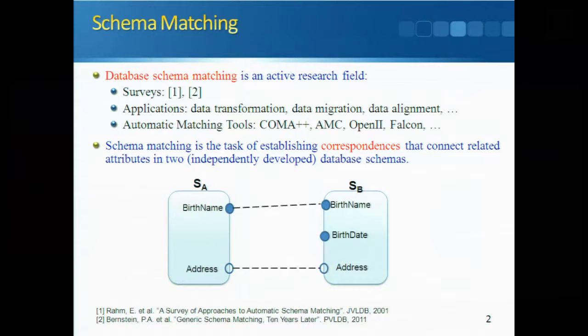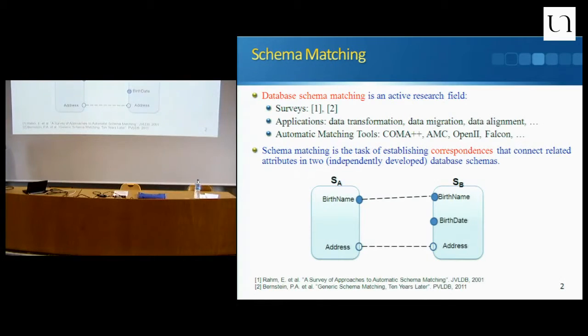I start with a general introduction on schema matching. Schema matching in the first place is a technique and a research field which aims to analyze the methods for establishing connections between attributes of independently developed database schemas. In this talk, I mainly focus on schema matching, but the results are very much linked to ontology matching. I will return to this question very soon.